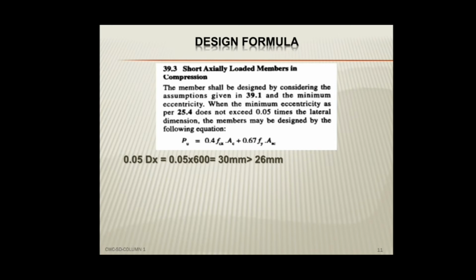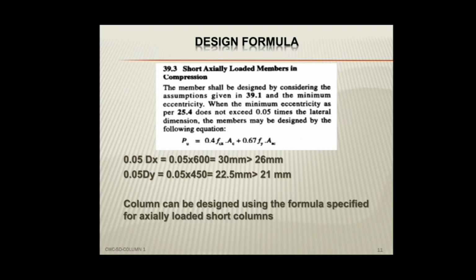0.05 Dx is equal to 0.05 into 600, which is 30 mm and is greater than Ex minimum of 26 mm. In the other direction, 0.05 Dy is equal to 22.5 mm, which is again greater than Ey minimum of 21 mm. That means our column can be designed using the formula specified for axially loaded short columns.